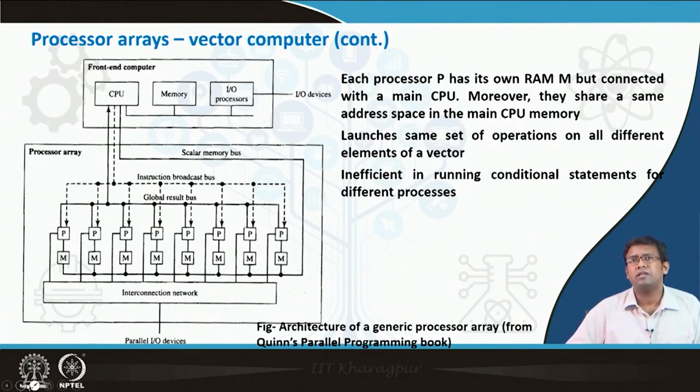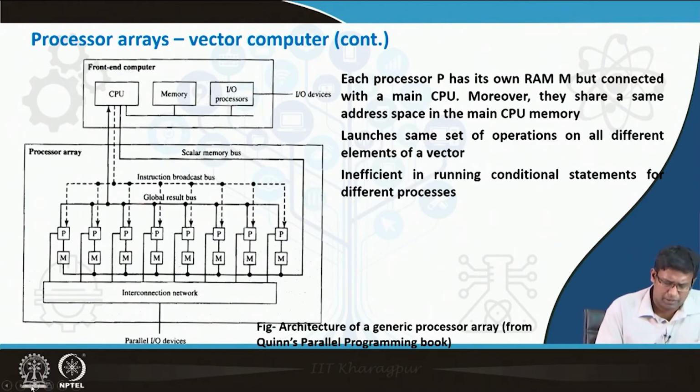This is inefficient in running conditional statements for different processors. If different processors need to do something different, we use some if-else statement to make that. This is inefficient because these processors do not have a well developed control unit. They are supposed to work on the instruction which is given to them by the main CPU. So, if there is some complexity between them, if there is some if-else type of logical reasoning statement between them, it is an inefficient system; it cannot work properly there.